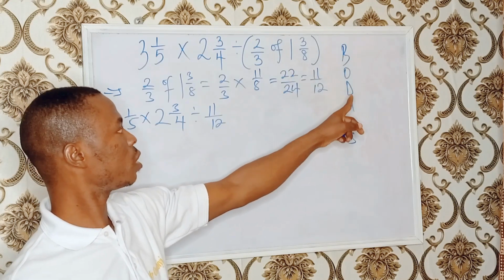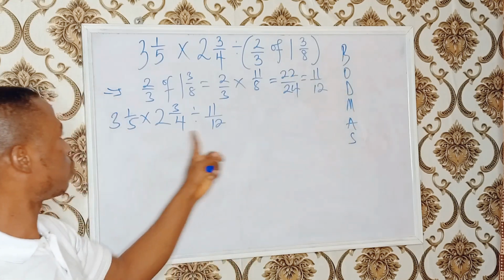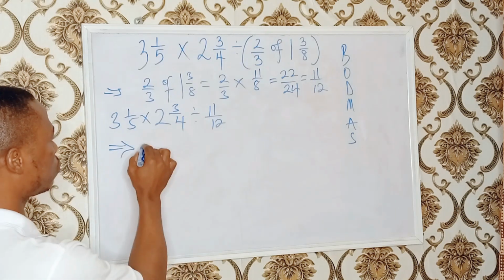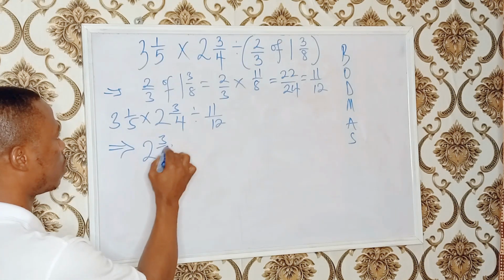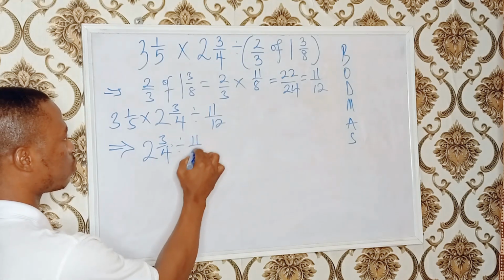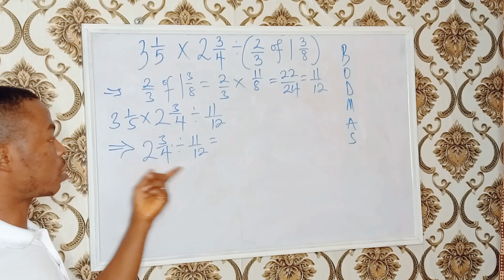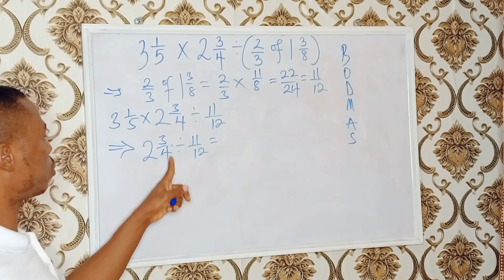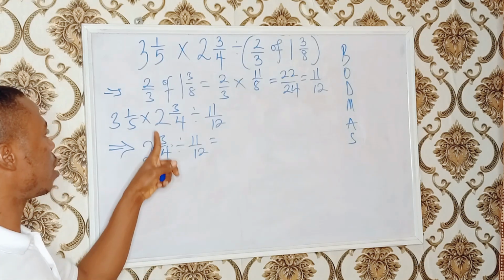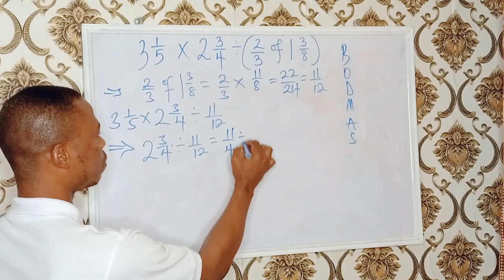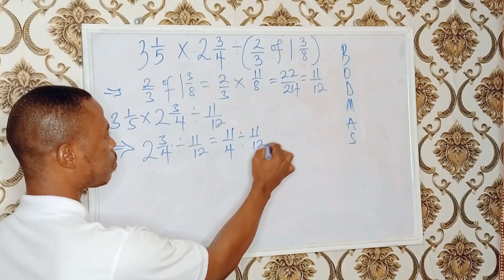After bracket, what do you have? Of, you have dealt with that. Then division, so you are going to deal with division now, and that is 2 whole number 3 over 4 divided by 11 over 12. Take these two in improper fraction so that they can be in the same form. 2 times 4, that gives you 8, plus 3, that gives you 11. 11 over 4 divided by 11 over 12.